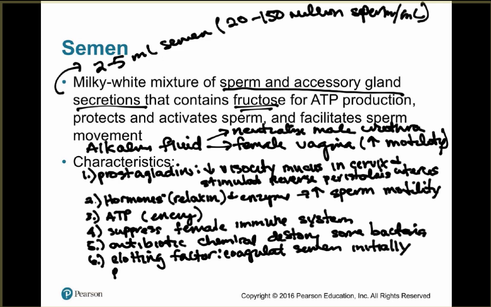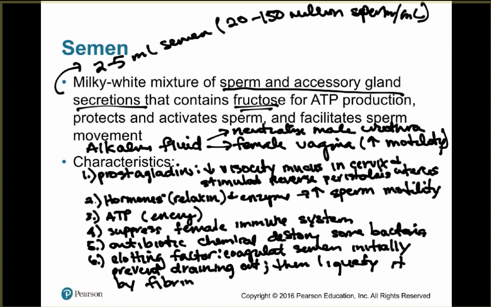And this helps to prevent draining out. We don't want everything just to flow out all the time, right? And then it'll liquefy by fibrinolysin, so sperm can move. So these are the 6 characteristics of semen.